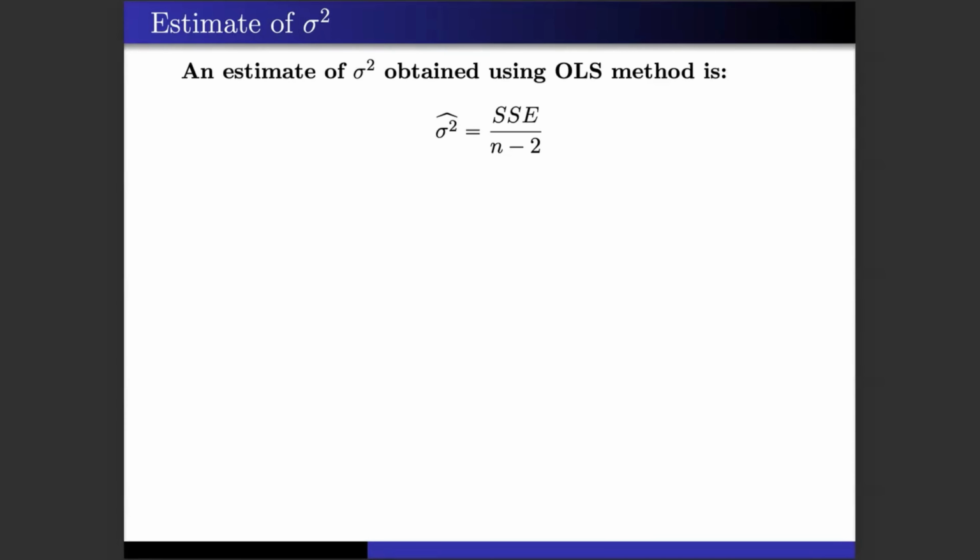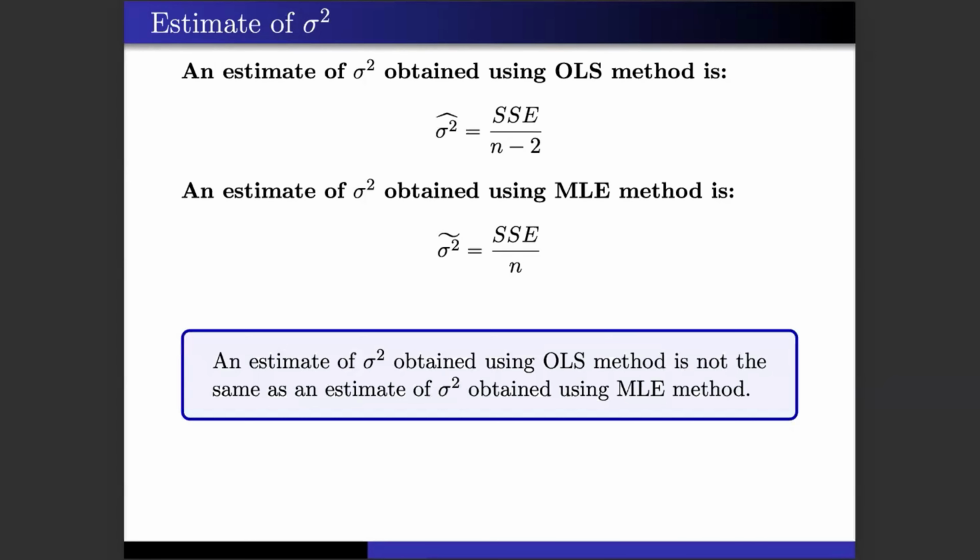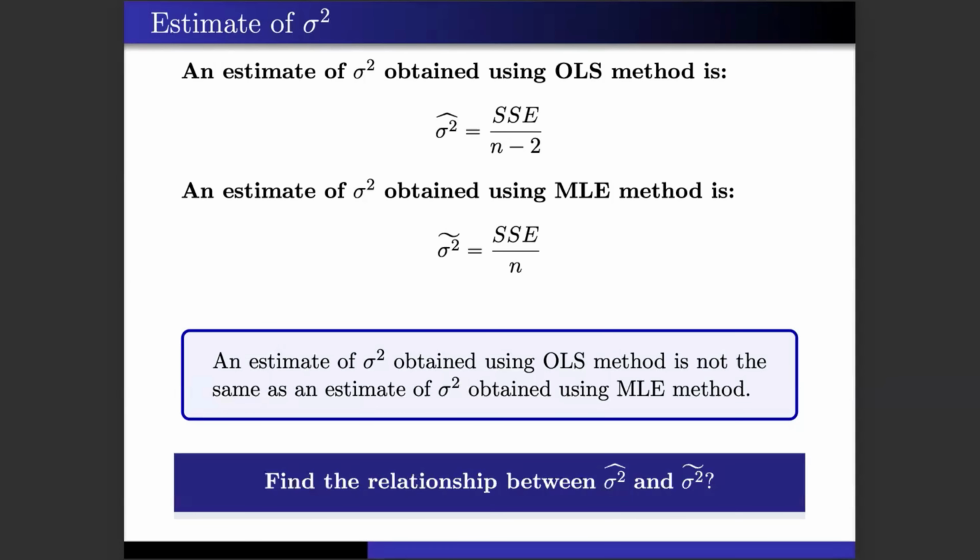An ordinary least squares estimate of sigma square is equal to SSE divided by n minus 2. And a maximum likelihood estimate of sigma square is equal to SSE divided by n. Thus, the ordinary least squares estimate of sigma square is not the same as the maximum likelihood estimate of sigma square. And if they are not the same, then what is the relationship between these estimates?